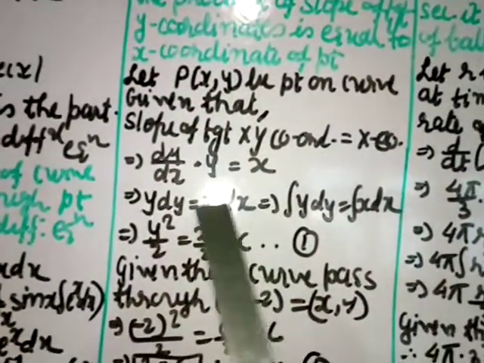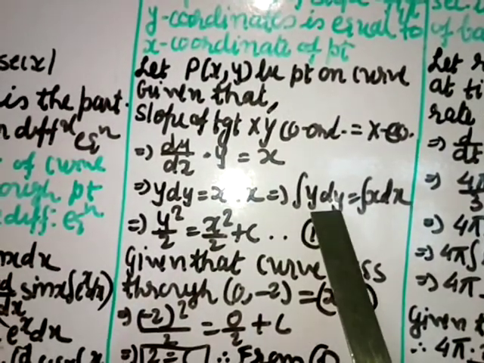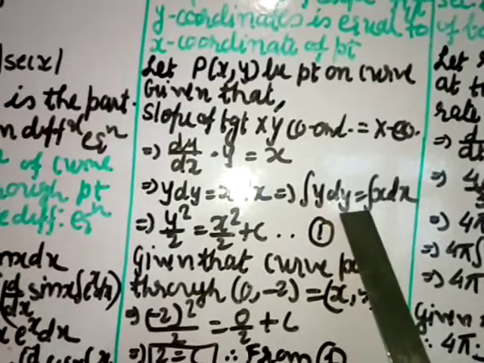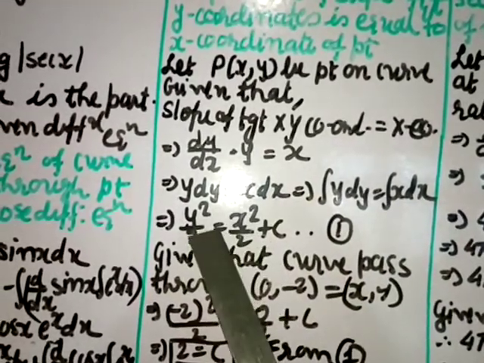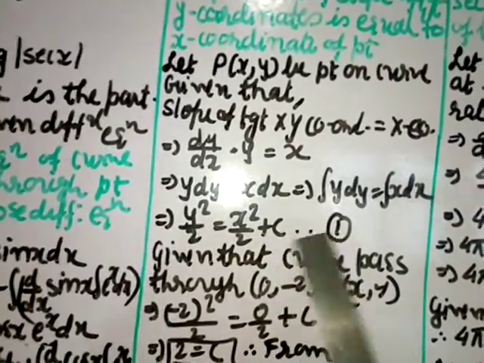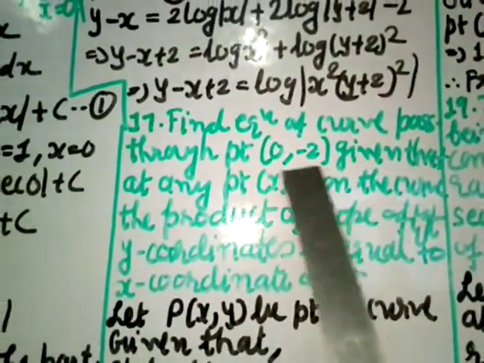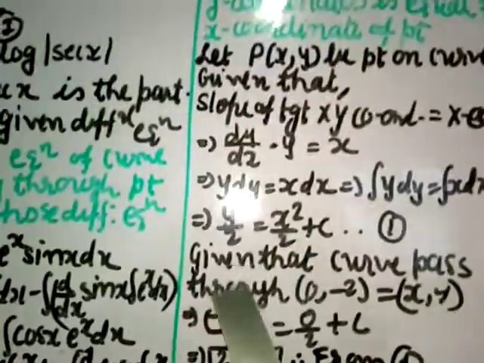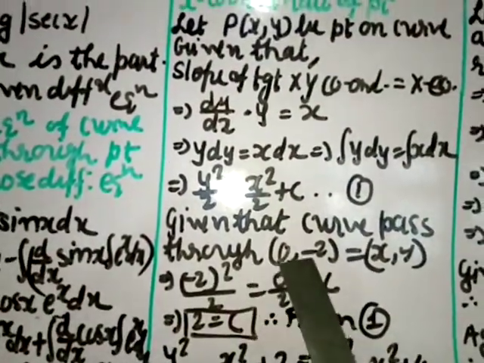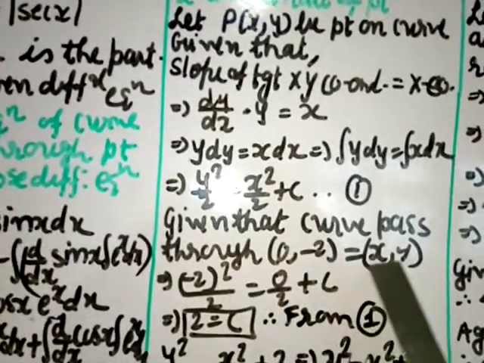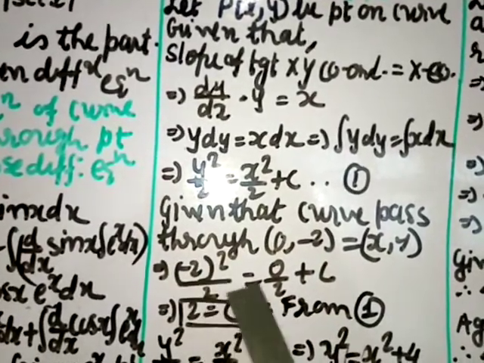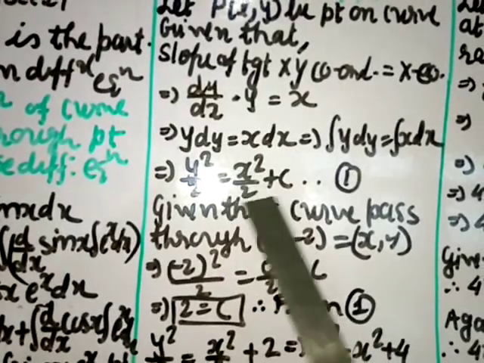Okay, and integrate both the sides. So integral y dy equals integral x dx. Integral of y is y square by 2, and x is x square by 2, equal to, and constant c number 1. They have also said the curve passes through 0, minus 2. That means this is the x value, this is the y value. So x equal to 0 and y is equal to minus 2. We'll put here. So when you put y equal to minus 2, square by 2 equal to, here 0 by 2 is 0, so plus c.